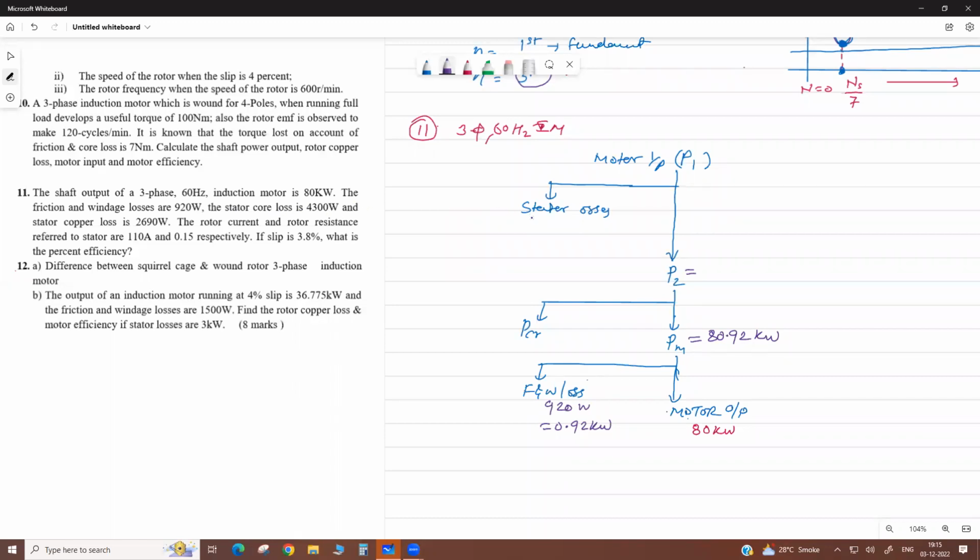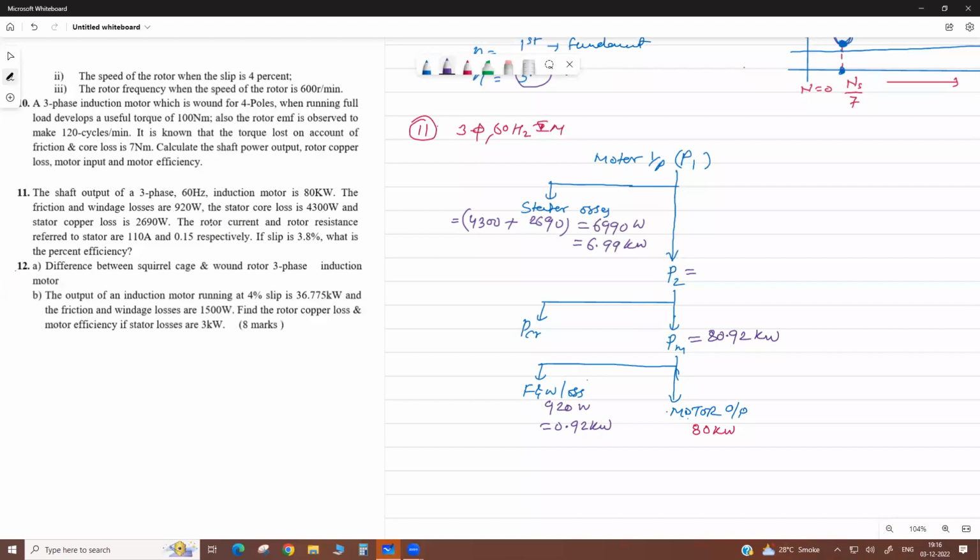Then this we can calculate. And see the stator loss. Stator loss is core loss, which is 4300, plus copper loss 2690. How much will this be? 4300 plus 2690 comes to maybe 6990 watt, or we can write 6.99 kilowatt.